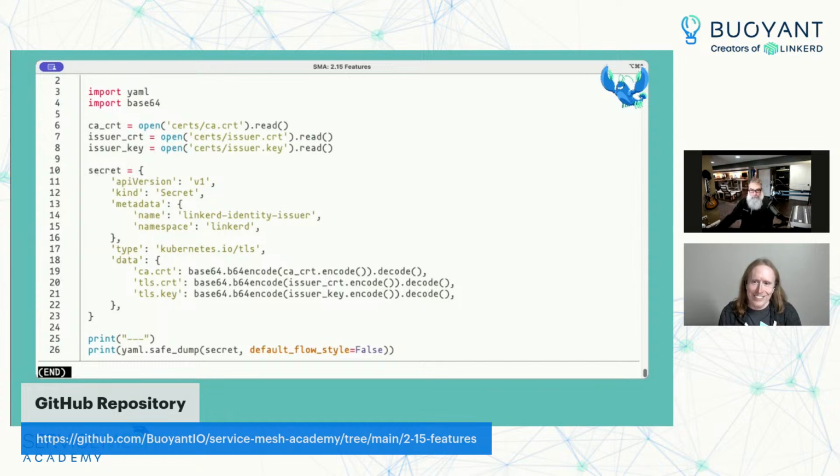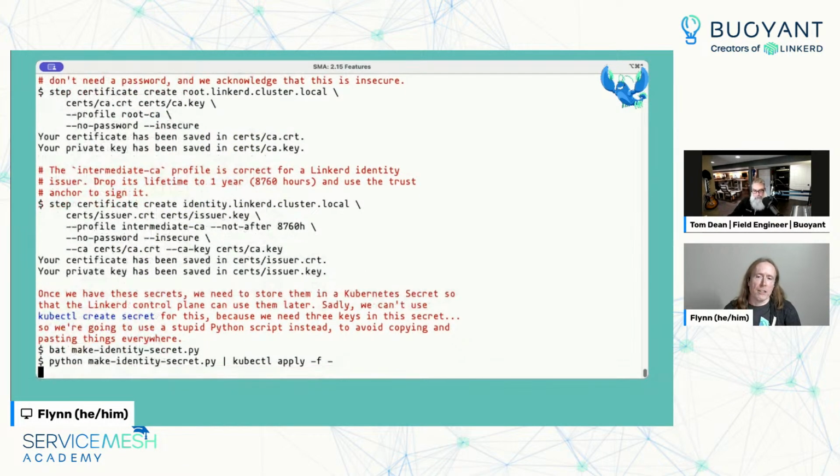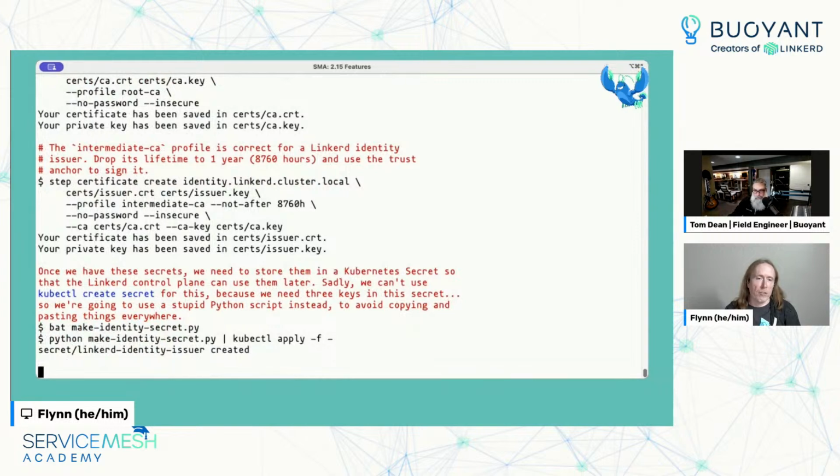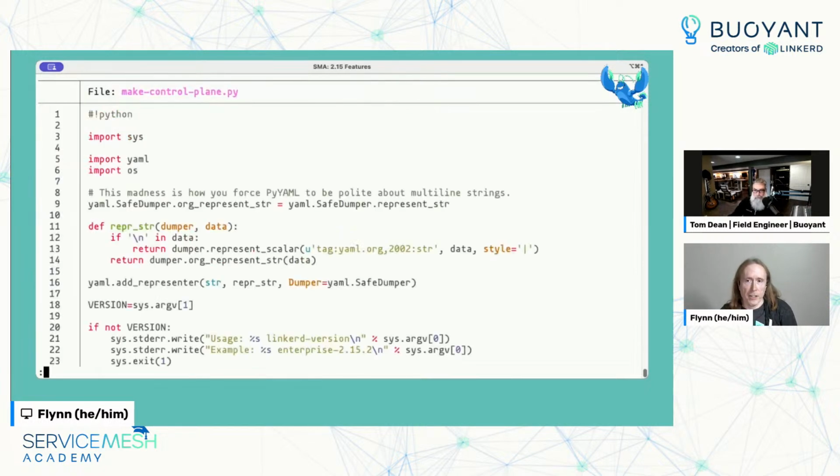So we are going to run that and then apply it directly to the cluster so that we have a secret there. And off we go. Next up, we have to create a control plane CRD. And this is another one where I use a stupid Python script.